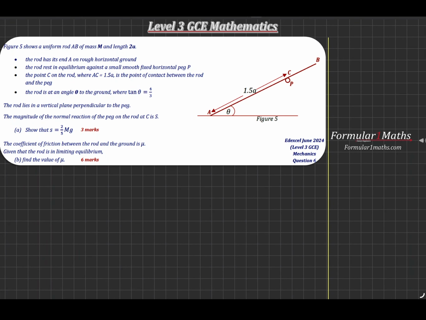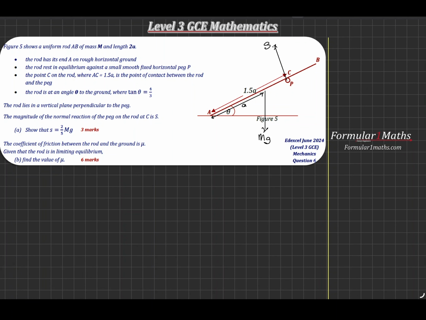I'll start by putting some forces on the diagram. The first one is the weight of the rod. The rod is uniform, so the weight will be acting at the center. So we can put a force somewhere there, and that will be mg newtons. And that means this distance here is a. There's also a normal reaction at P over there, and that we are told is S.